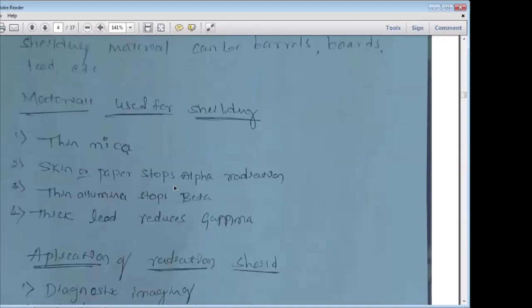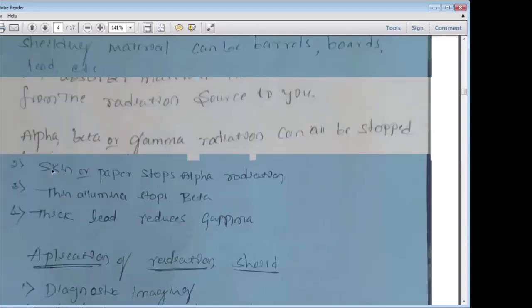Paper stops alpha radiations. The alpha radiation is more energetic, so animal skins or some other thicker skins are used to stop the alpha radiations.